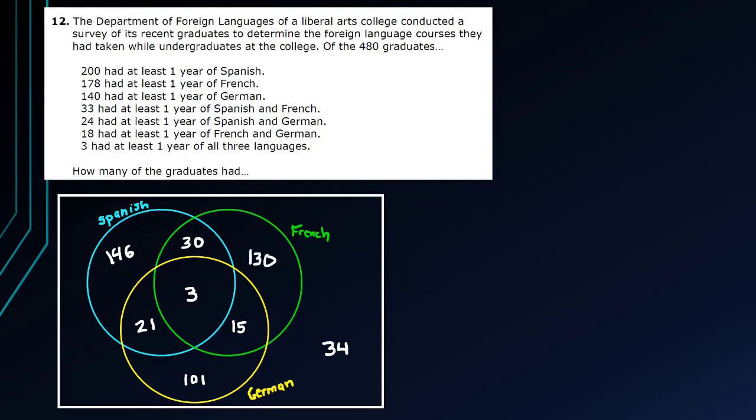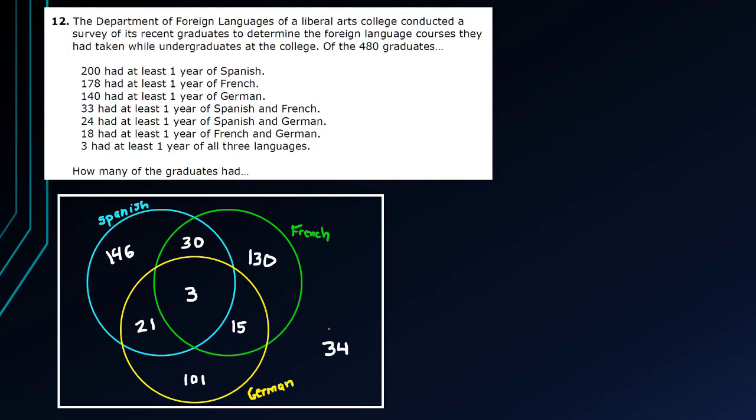Again, I would start with the 3 here and work my way out. When I had the 3 here, 18 that had French and German, that has to be a total of 18 in this overlap, which means that there's 15 out here. When I had 33 with Spanish and French, they had the total 30, so it's 30 out here, and so forth. When I get to the 178 that had French, that's going to include the things you've already calculated. So there's going to be 130 in this region here. And that leaves 34 out here that don't fall within the descriptions of any of these 3 circles.